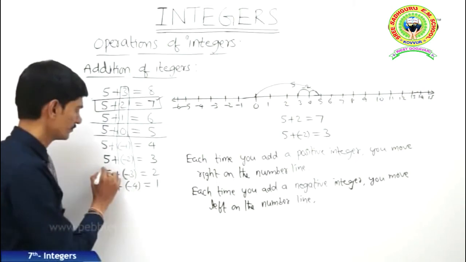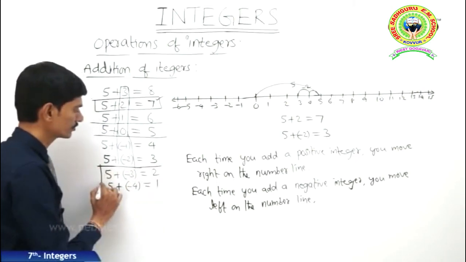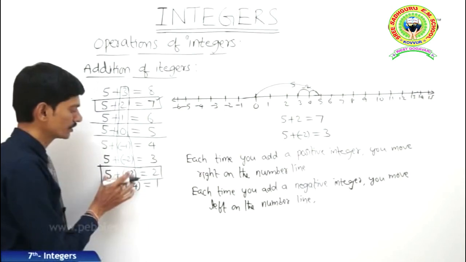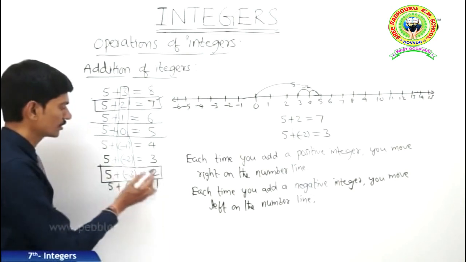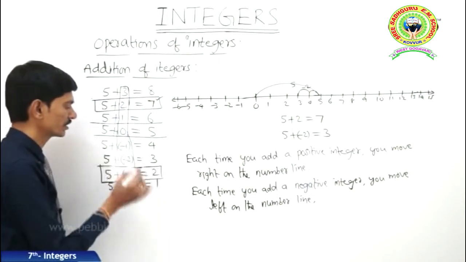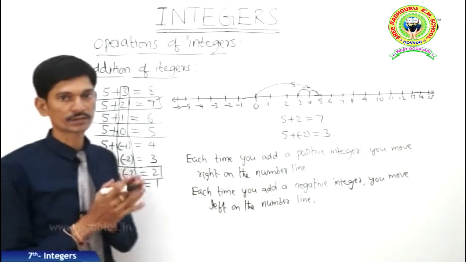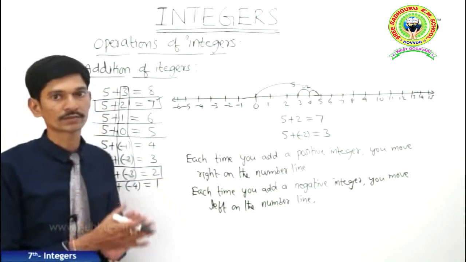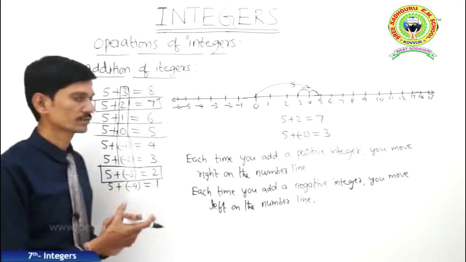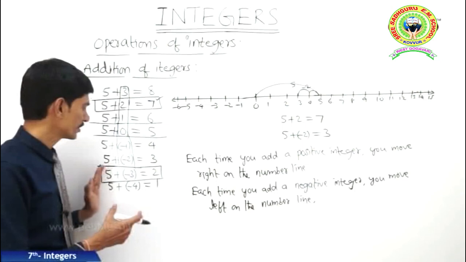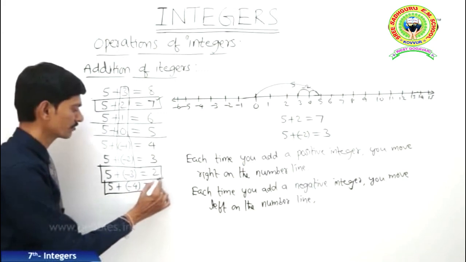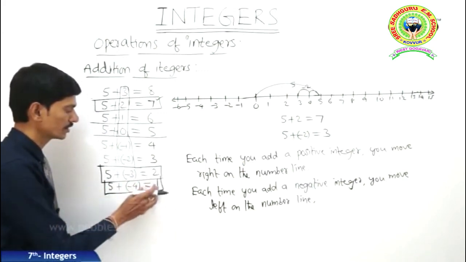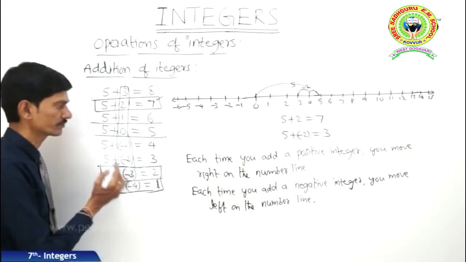Now let us see. 5 plus minus 3 equals 2. Here 5 and minus 3 are any two integers. Their sum is 2. But here 2 is less than 5 and 2 is greater than minus 3. So we can say that when two integers are added, the sum is not always greater than the two integers. It may be greater than one integer, or it may be less than the other. In this case, 5 plus minus 4 equals 1. When 5 and minus 4 are added, the sum is 1. Here 1 is less than 5, but 1 is greater than minus 4.